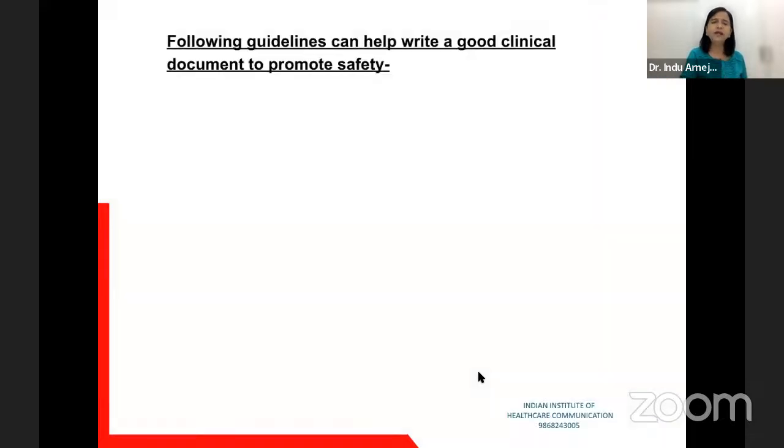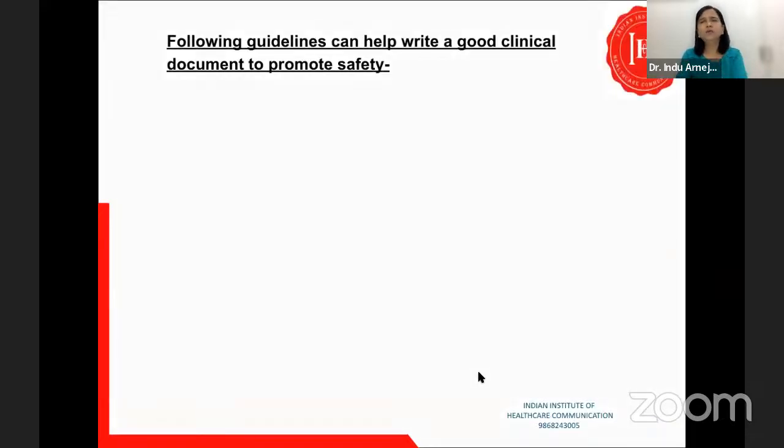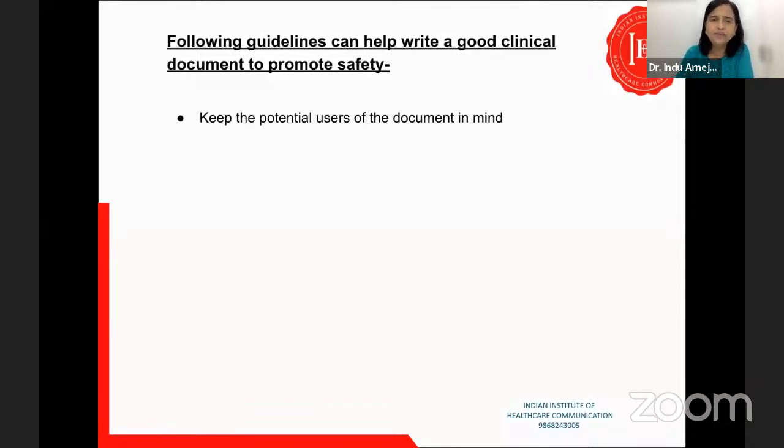I think the following guidelines can help us to write a good clinical document. For example, one thing to keep in mind is who is the potential user of the document. If it's a patient's OPD slip, I know the patient is going to go home and use this slip for buying medicines and taking medicines. Then I have to keep in mind that it is the patient or their family member, who are non-medical, who will be using this document. So it has to be written in a manner that the patient can understand, so that it is easy and not technical.